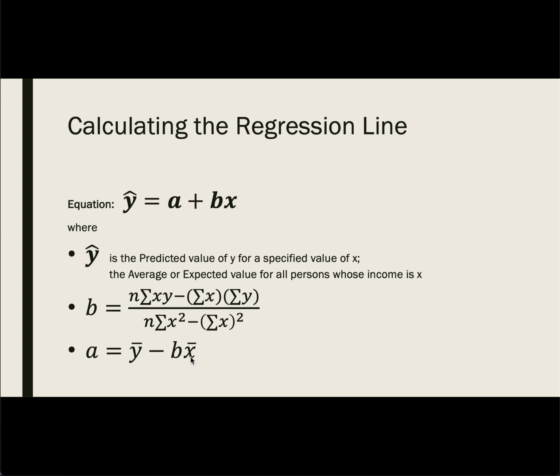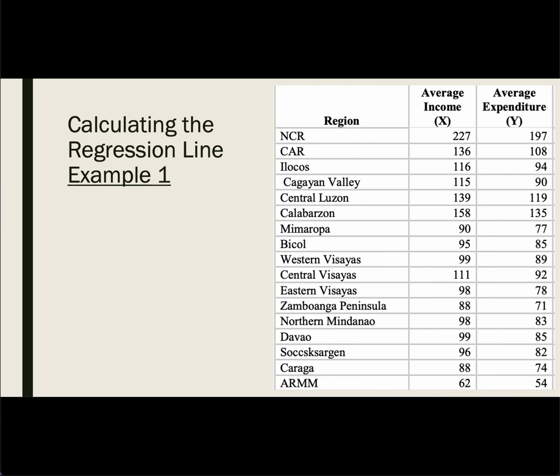Remember, our x bar is the mean for all the values of x, and y bar is the mean for y. So x bar is the average of the x variables, and y bar is the average for the y. Let's take note of this example here. This is our example one.